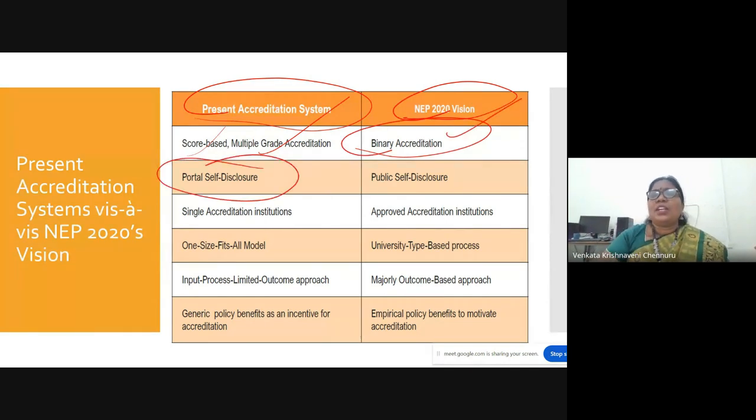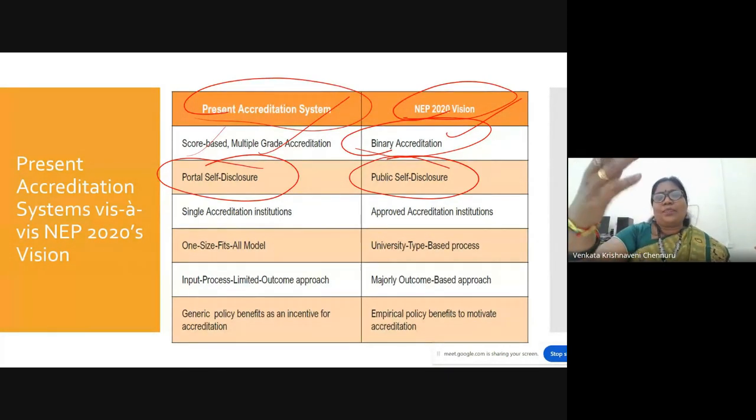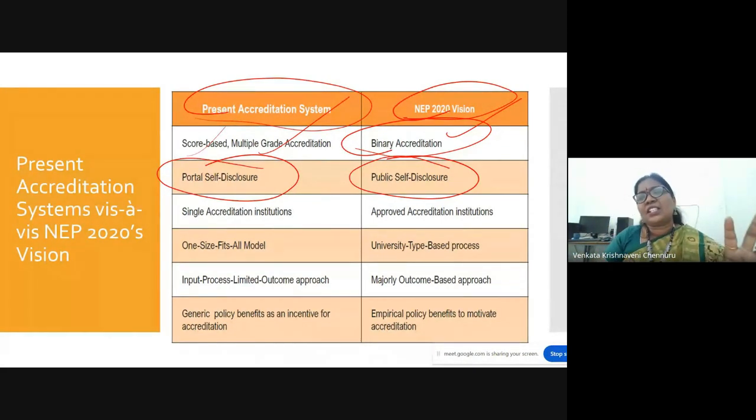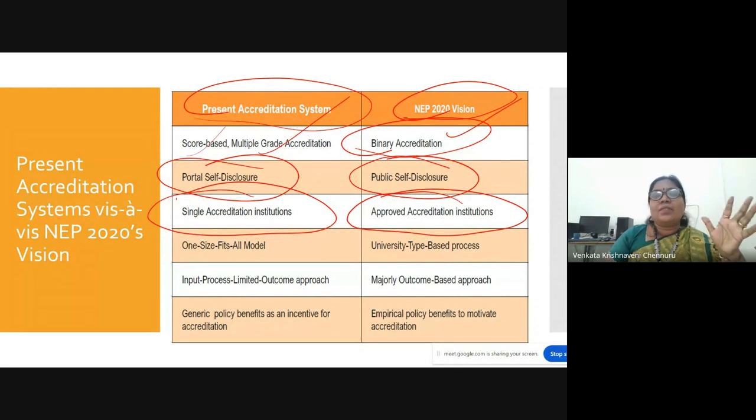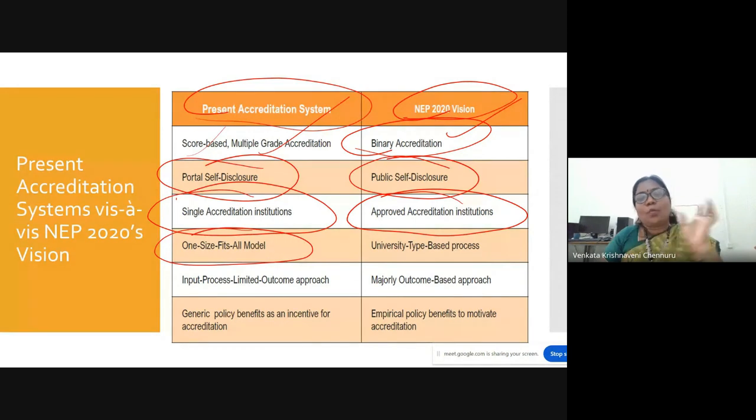Then public self-disclosure. Where can we look at the data? In the NAAC portal, in our website portal. Portal self-disclosure is the present accreditation system. But in the NEP 2020 vision, public self-disclosure is expected: our institution's data is expected to be public. And single accreditation for institutions, with approved accreditation institutions, is the vision of NEP 2020. Here it is a one size fits all model.